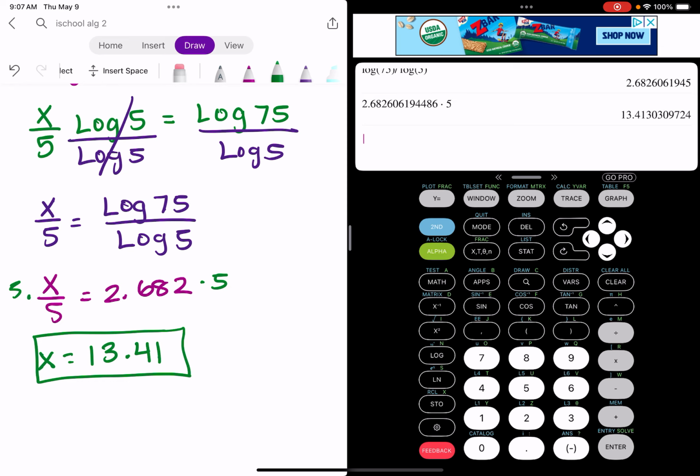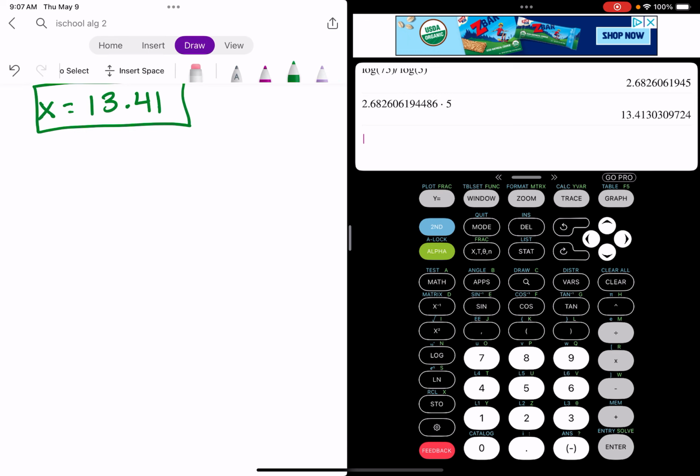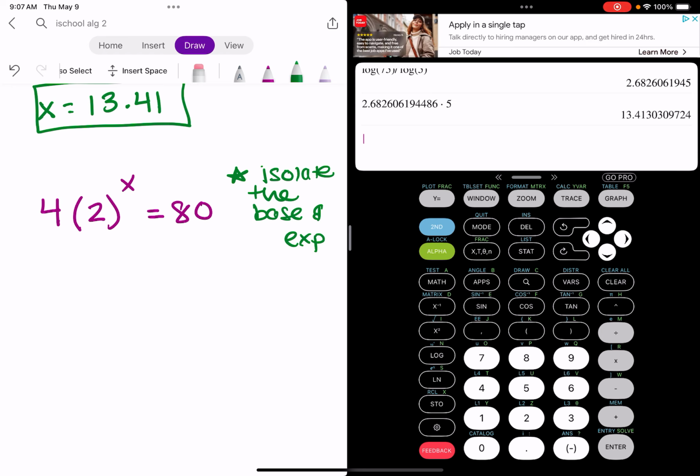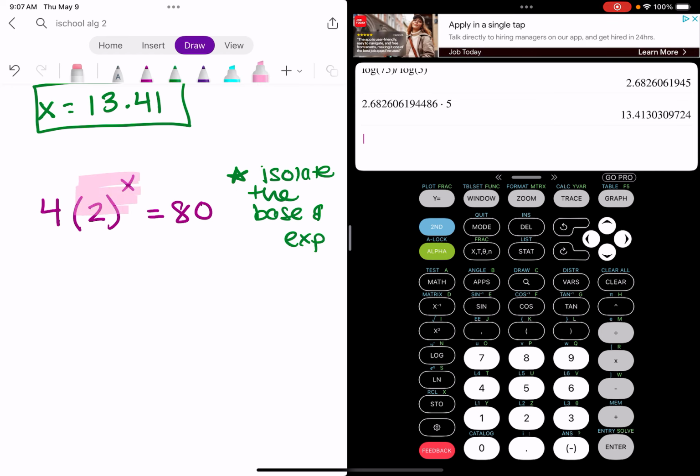Okay, we're going to do another problem. Let's say I have 4 times 2 to the power of x equals 80. Your first step is you want to isolate the base and exponent. So I want to get this thing, 2 to the x, by itself. So I need to get rid of that 4, and it's 4 times 2 to the x. So I'm going to divide both sides by 4. So I'm going to get 2 to the x equals 20.